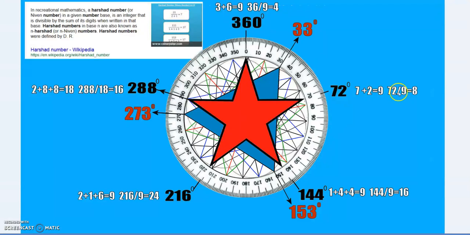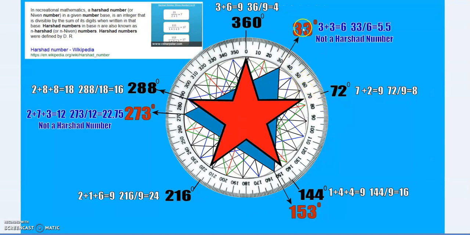Now all of these add up to 9. 288 adds up to 18. Now you could reduce 18 down to 9, but strictly speaking, a Harshad number or a Niven number is by the sum of its digits, so you have to stick with 18. Now 33, so 33, 153, and 273. Well, 33 is not a Harshad or a Niven number. Neither is 273, but all these numbers do connect in an exquisite way if you think 1st, 2nd, 3rd, and 4th dimension. And now 153 is a Harshad or a Niven number.